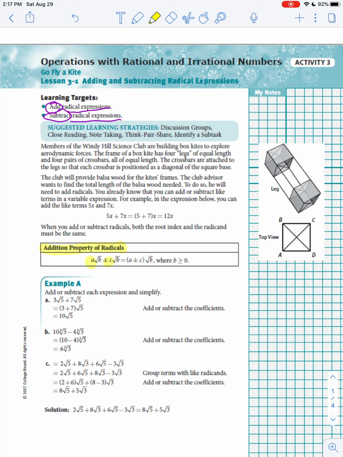So if we were to look at a couple examples they've given us, we can see some like terms in here. So like in example A, I see 3 root 5, and I want to add it to 7 root 5. So we add their coefficients, 3 plus 7, we get 10 root 5. And that's actually in simplest form. Now, square roots are like terms with other square roots, cube roots with other cube roots. So in part B, we can see that we have a cube root this time, of 3. So 10 cube roots of 3 minus 4 cube roots of 3 is 6 cube roots of 3. We just again subtract the coefficients.